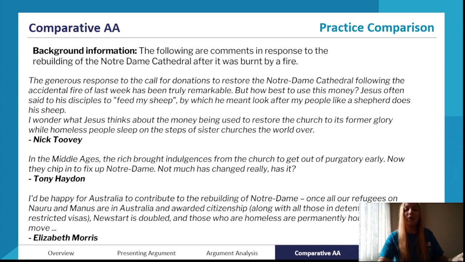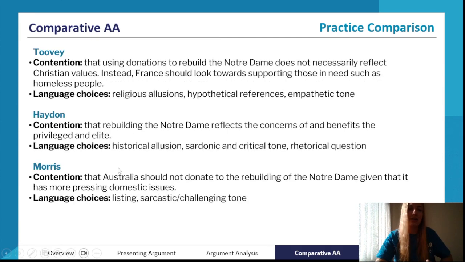All of them overall argue that the Notre Dame Cathedral should not be rebuilt. We see that similarity. What is Morris's argument? It should not be rebuilt until domestic issues in Australia are addressed. There are very serious domestic issues and other groups that could benefit from the funds. So have a look at this plan.